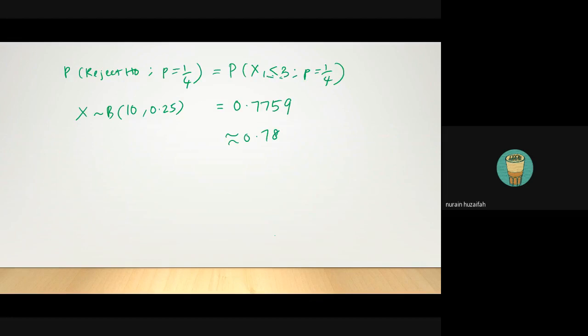So to find the power of the test, you compute the probability of rejecting H0 when your H0 is true, and the probability of rejecting H0 when your H0 is false. But if the question already gives you the value of alpha, you don't have to compute the probability of rejecting H0 when H0 is true. So you just compute the probability of rejecting H0 when your H0 is false.